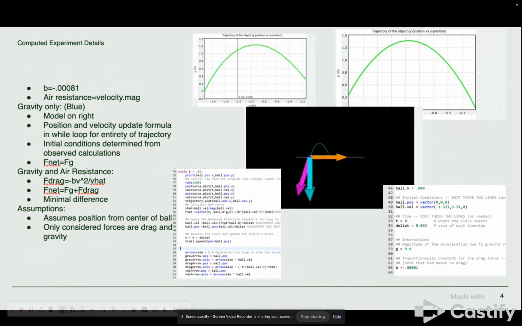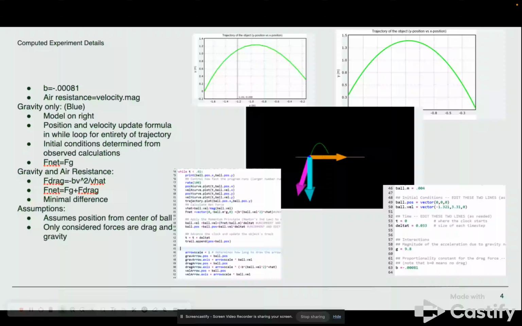With gravity only, the models on the right use the position and velocity update formula in a while loop for the entire trajectory. Initial conditions were determined from observed calculations, and as I said before, the net force is equal to the force of gravity. However, with gravity and air resistance, the drag force is equal to the negative of the drag constant times velocity squared times v hat, and now the net force is the force of gravity plus the drag force. It's a minimal difference, but it cannot be neglected entirely.